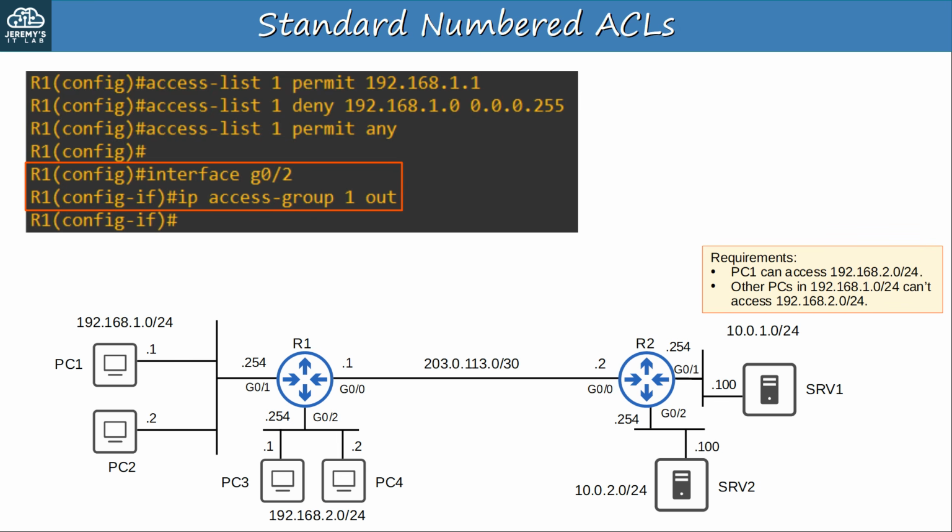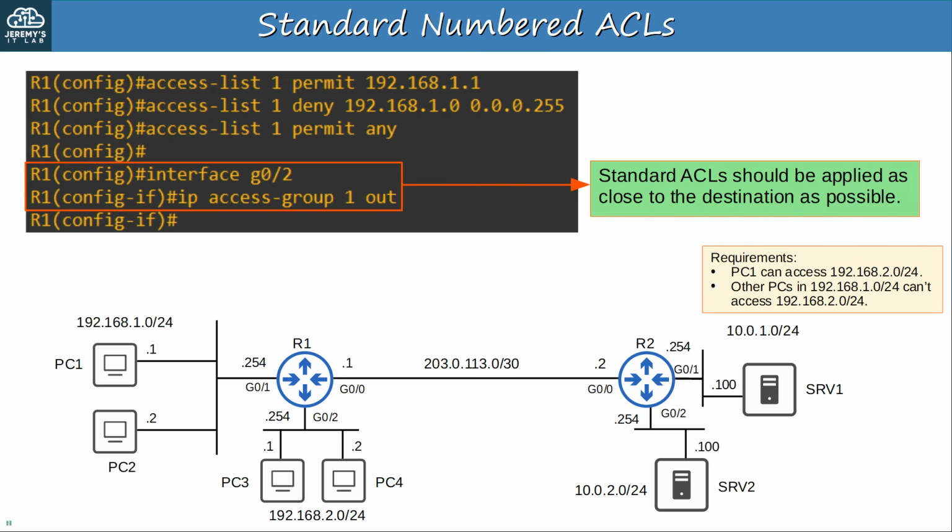Why outbound on G0/2? I could have, for example, applied it inbound on G0/1. Well, here's a good rule of thumb for applying standard ACLs to interfaces. Standard ACLs should be applied as close to the destination as possible. You may be thinking, what do I mean by destination, even though standard ACLs only filter by source IP? Well, in this case, we are trying to control access to the 192.168.2.0/24 network, so that is the destination.